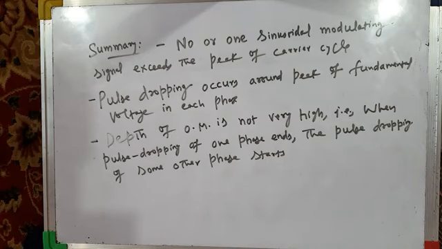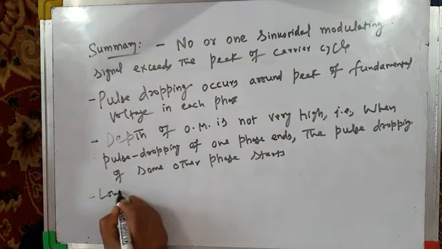phase leg will be clamped to the positive or negative DC bus. Or in other words, in terms of pulse dropping, there will be pulse dropping of only one phase leg. And when pulse dropping of that phase leg is over, then pulse dropping of another phase leg will start. When pulse dropping of the next phase leg ends, then pulse dropping of the third phase leg will start. So at any instant of time, pulse dropping will be there for only one phase leg. Okay.